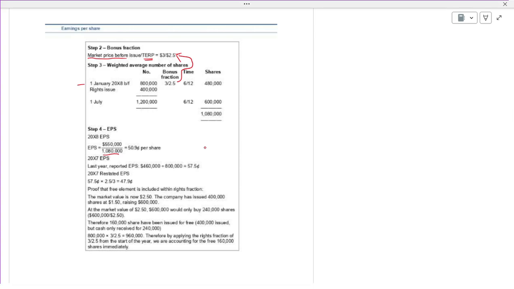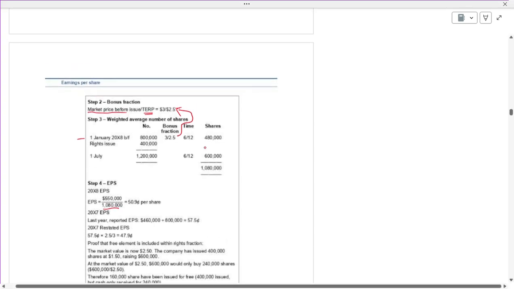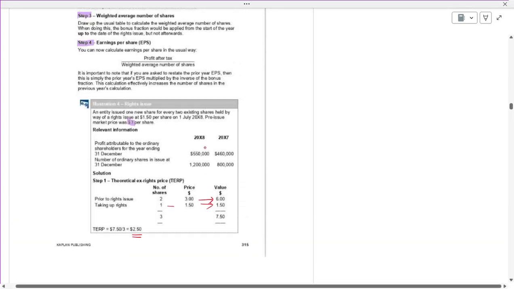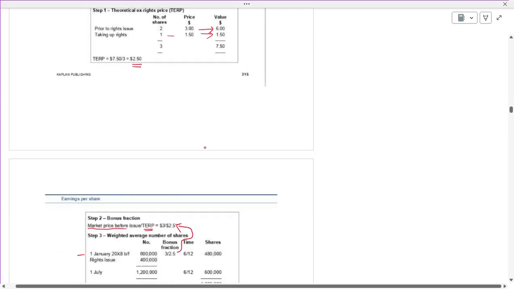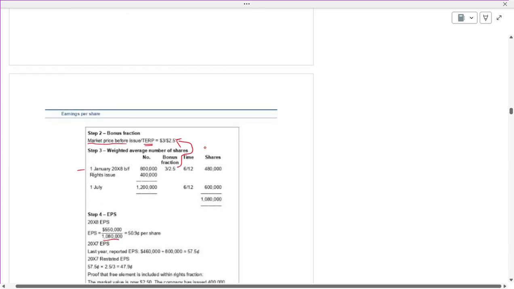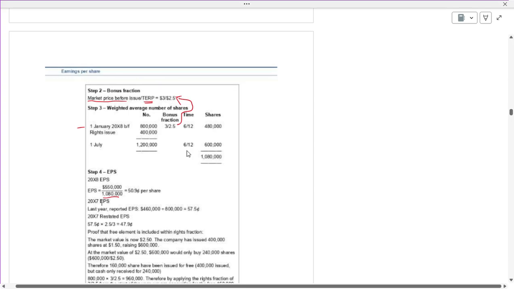These are the steps. There are 4 steps; again I will repeat. First, we have to calculate the theoretical ex-rights price, then the bonus fraction. What is the bonus fraction here? Market price divided by theoretical ex-rights price. Then we take the weighted number of shares. The last one is to calculate the earnings per share.